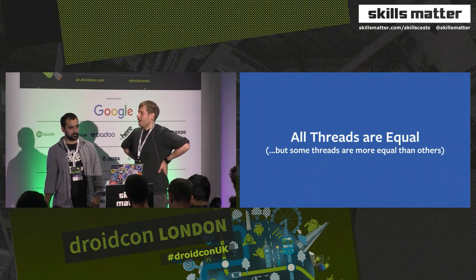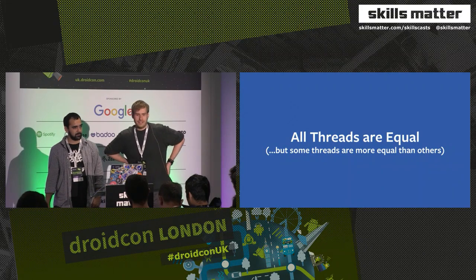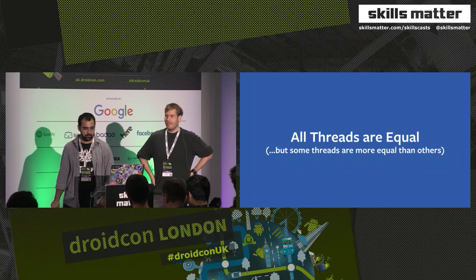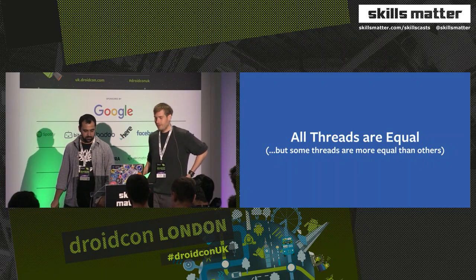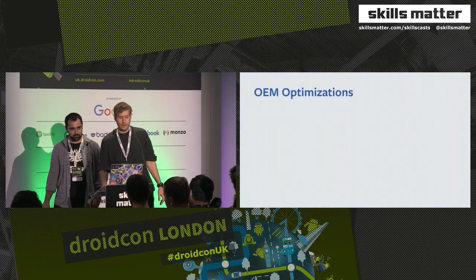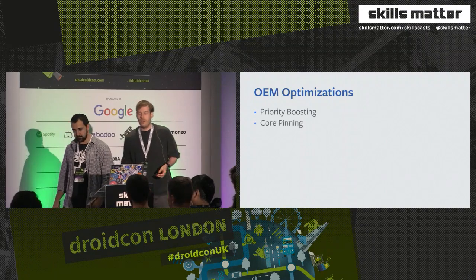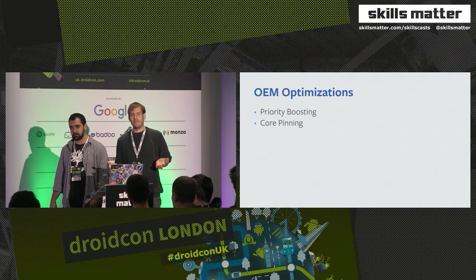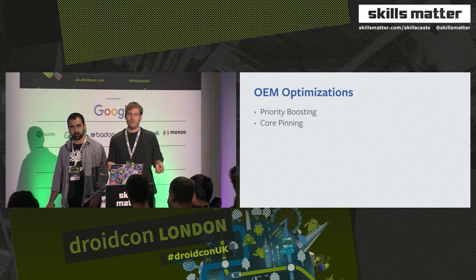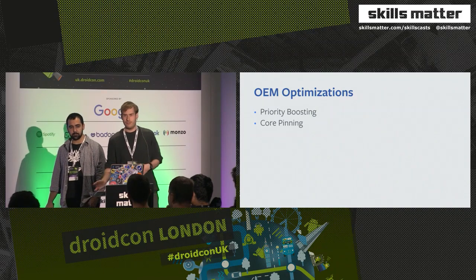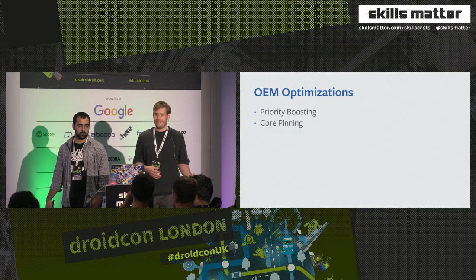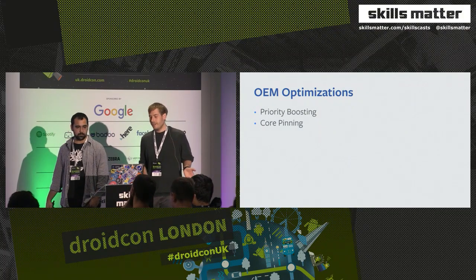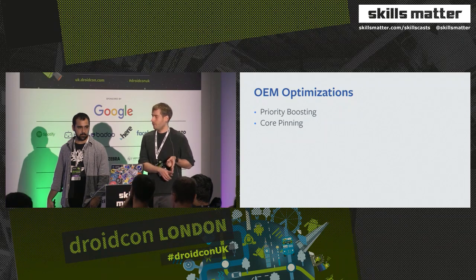So I don't know about you, but my assumption was basically that if two threads have the same priority, then they're treated the same. And it turns out on Android that's not really true. The reason for this is OEM optimizations. An OEM can go and do things that, well, they're incentivized to try to make apps on their phone feel nicer than the same apps on other phones. So they try to come up with these ways to improve the feel of apps on their devices only. Two examples of these are priority boosting and core pinning.